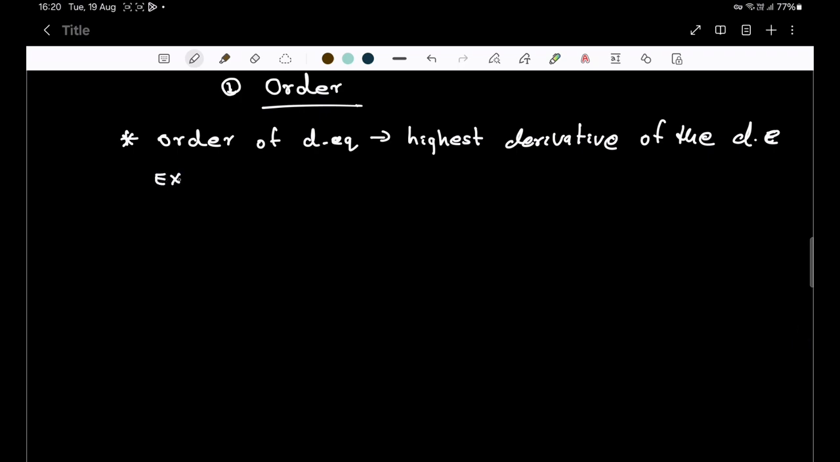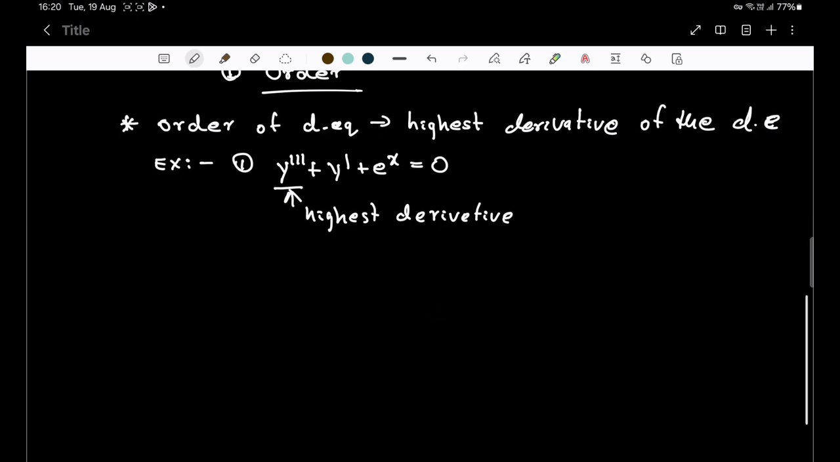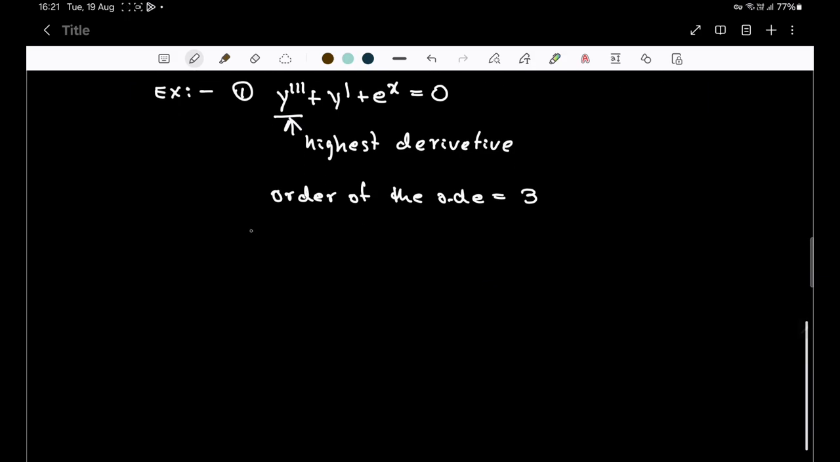Let's see some examples. First one is y triple prime plus y prime plus e^x equals 0. In this, y triple prime is the highest derivative of the differential equation. Therefore, we call the order of the ODE 3. Right?